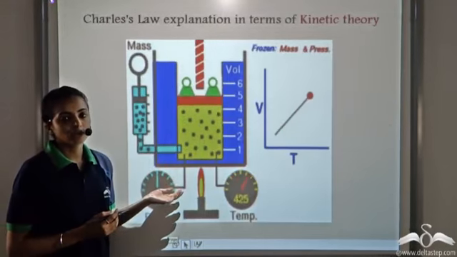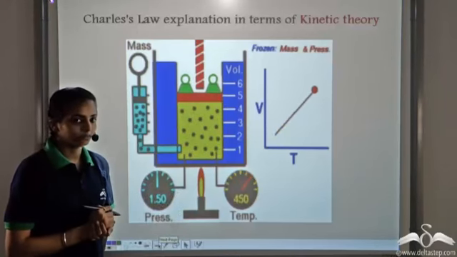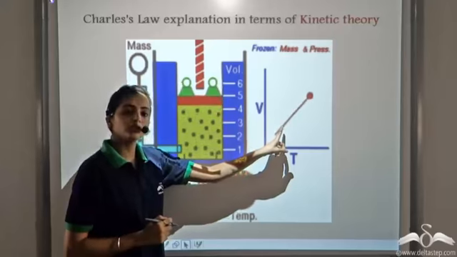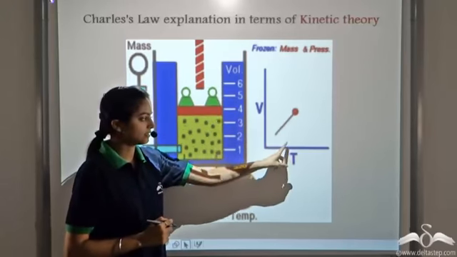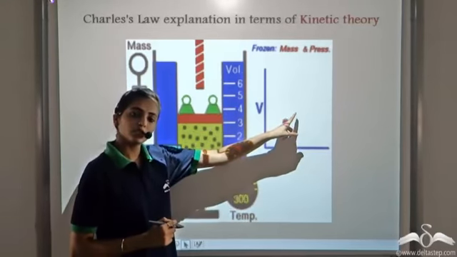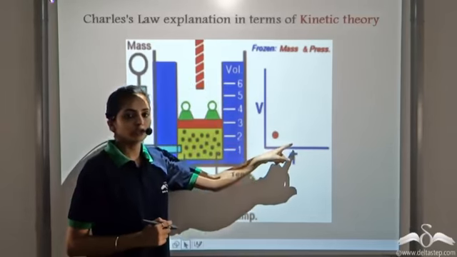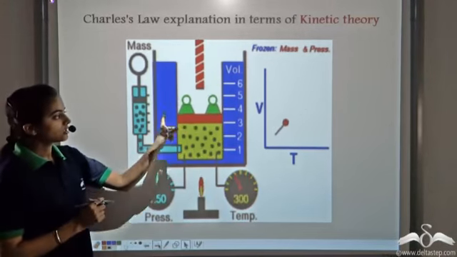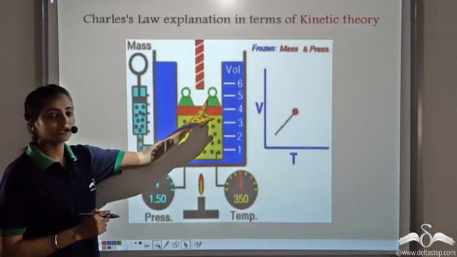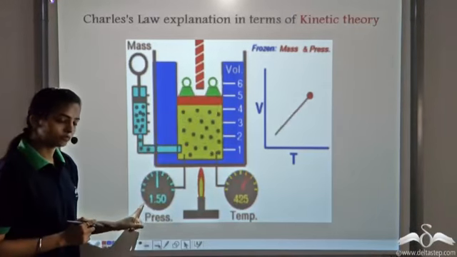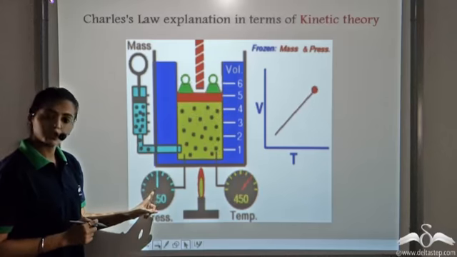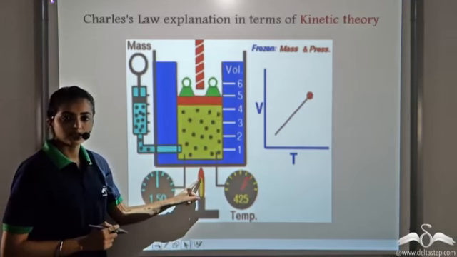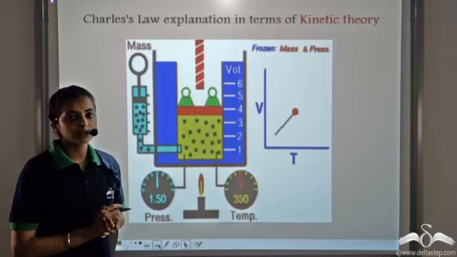Let's try to study Charles' law based on the kinetic theory. We see that there is a direct relationship between the volume and temperature of a gas. As the temperature increases, volume increases. As temperature decreases, volume decreases. What is happening here? As you see, the pressure remains constant, which you can observe from this pressure gauge. As the temperature increases, the kinetic energy of the particles increases.